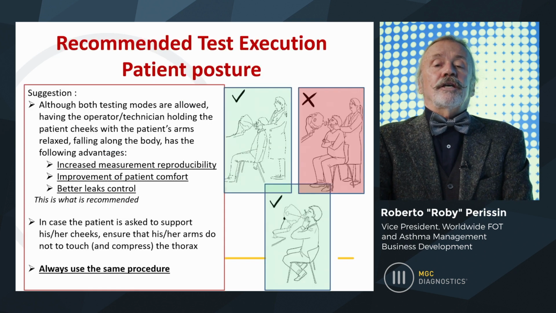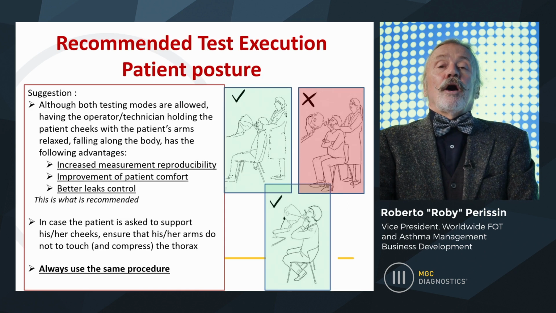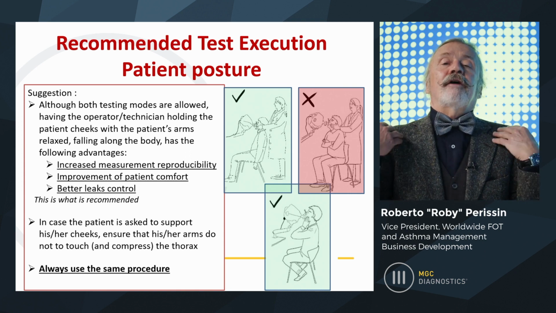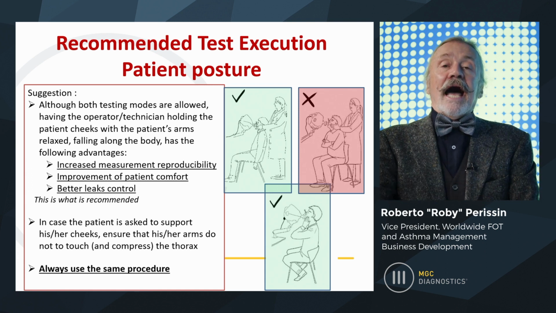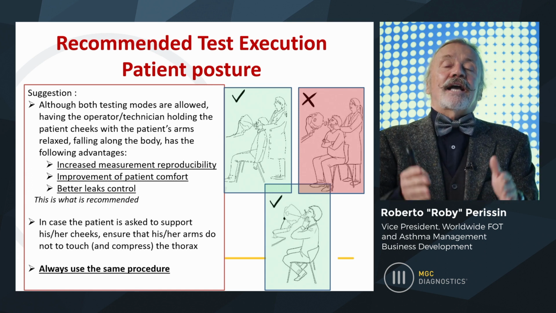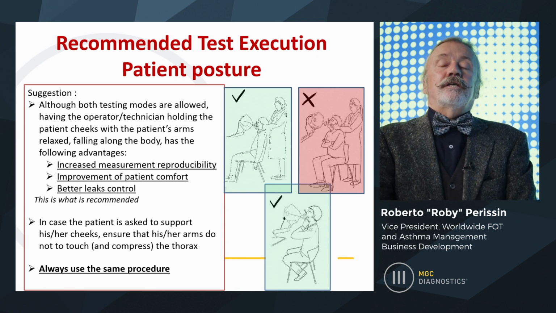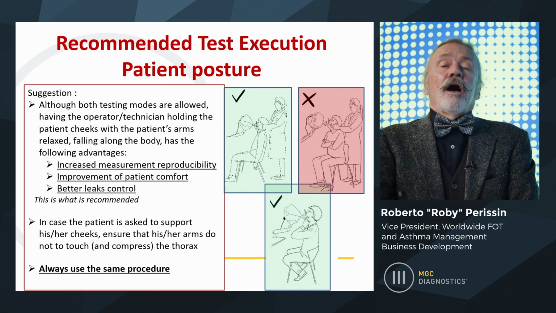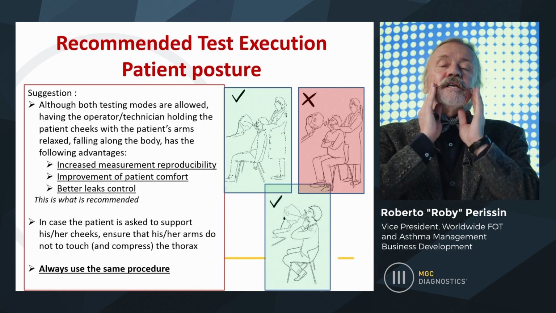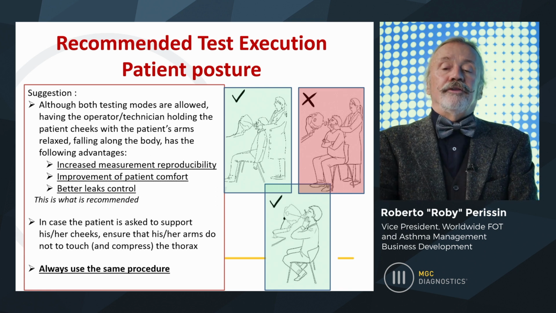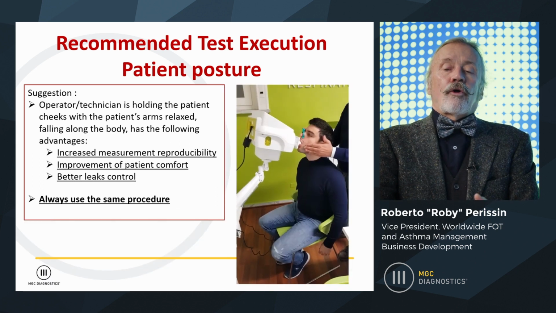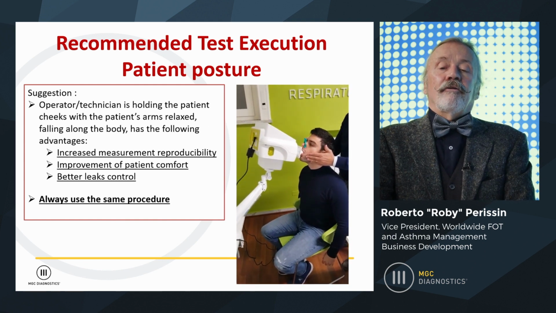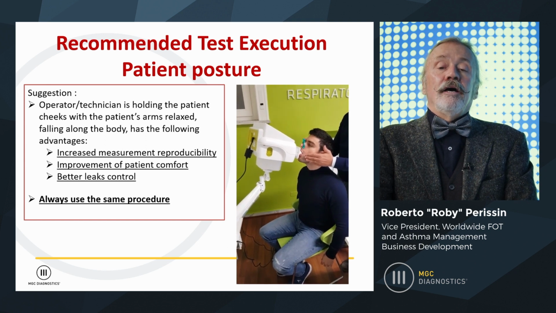The recommended test execution is with the patient with their hands falling, their arms falling around the body, and an operator therefore making the shoulders relaxed, with the patient in the back slightly holding the cheeks and the soft area of the chin. Or if the patient does it on his own, the patient can hold the cheeks on his own, keeping slightly the elbow spread. This is the correct posture that you can see with the patient with the hands falling around the body and the operator in the back holding the cheeks.